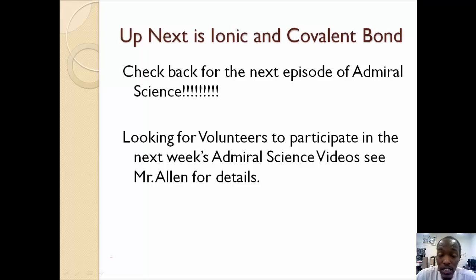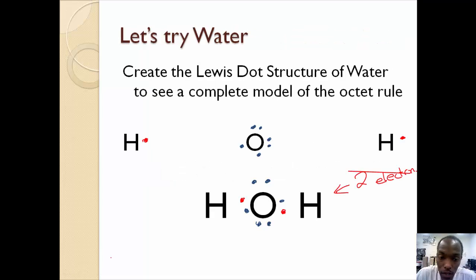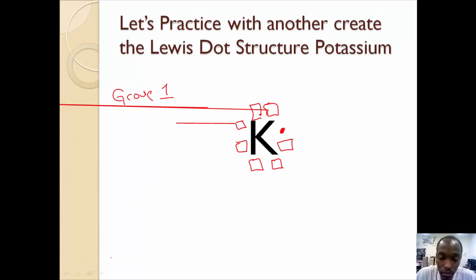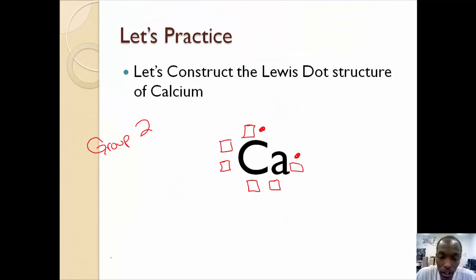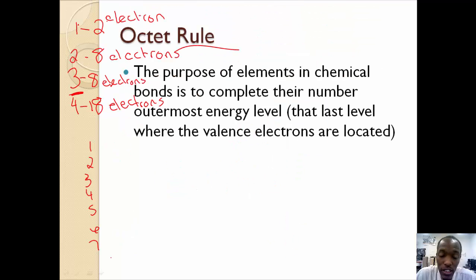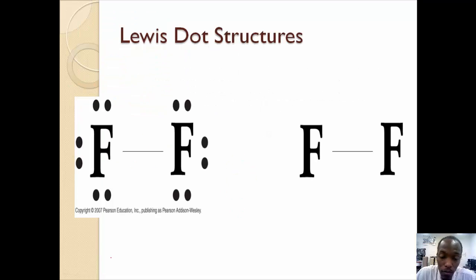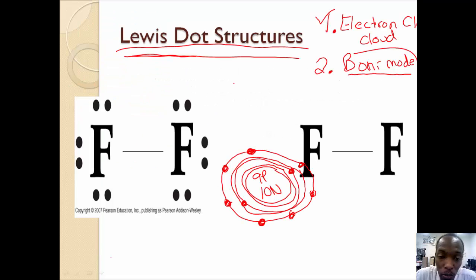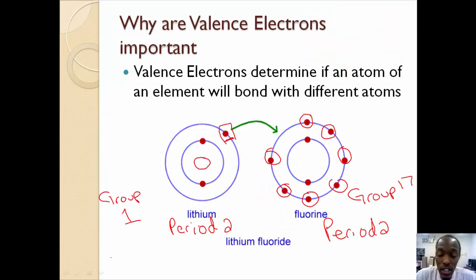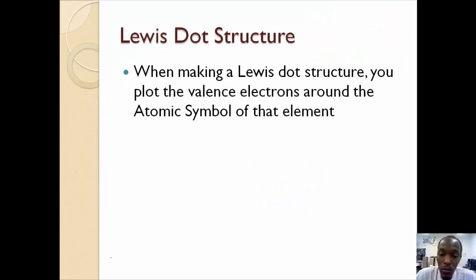So up next is going to be ionic and covalent bonds, and then we get into the naming of the bonds. But today, just to recap, it was to give you an idea of the Lewis dot structure, valence electrons, and if it bonds or what can it bond with. Alright, we're going to be working with more bonding and more of the Lewis dot structure in class, but this is just a brief synopsis of valence electrons and its importance into chemical bonding.